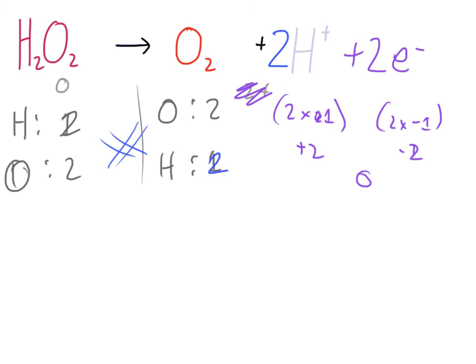So now both sides are balanced. So therefore the balanced equation is H2O2 produces O2 and 2H+ and 2e-. So yeah, balanced now.